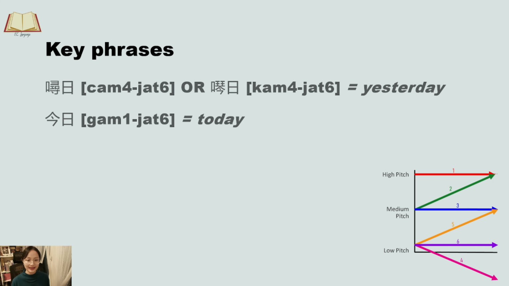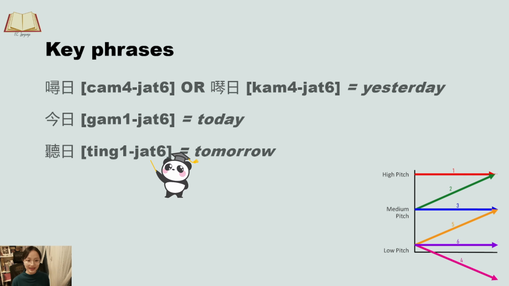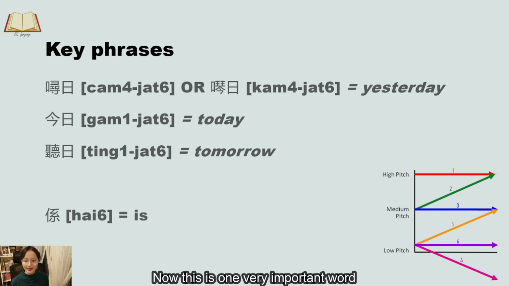Fortunately, we only have one word for today, which is 今日. And then for tomorrow, we have 聽日. Now, this is one very important word that we use a lot in Cantonese, and that is 係. Now, 係 here I listed it down as is, but it basically means am, are, is, was, were, be, been, basically to be in English.